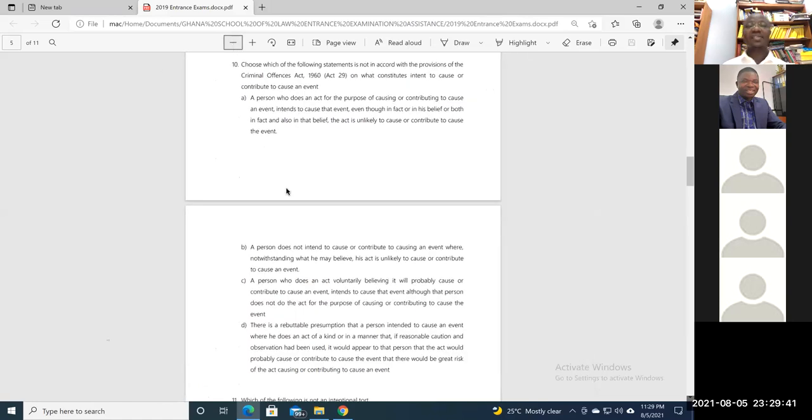Yeah, so that's it. A person who does an act for the purpose of causing or contributing to cause an event intends to cause that event, even though, in fact, or in his belief, or both in fact and in that belief, the act is unlikely to cause or contribute to cause the event. So that is in accord with section 11 that Jules read for us.